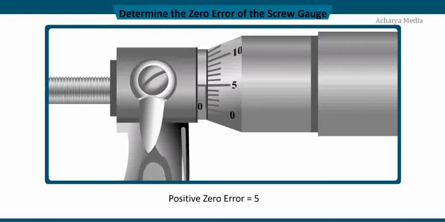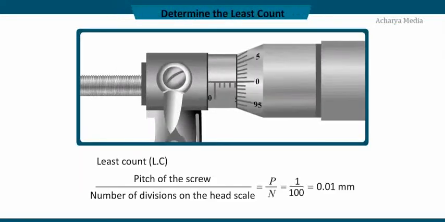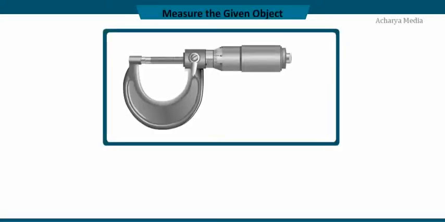In this screw gauge, observe that the 5th division coincides with the index line on the head scale. Thus, zero error is 5 and the correction required is -5. Thus, measurements made using the screw gauge require a correction of -0.05 mm. Let's now measure the diameter of the wire using the screw gauge.